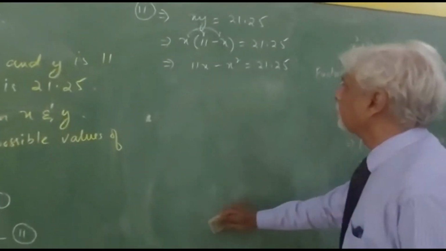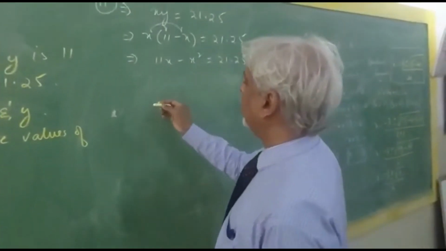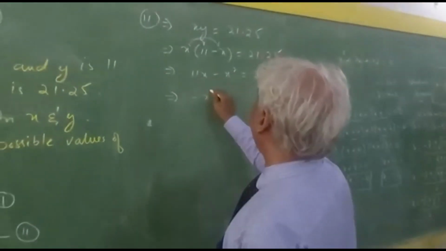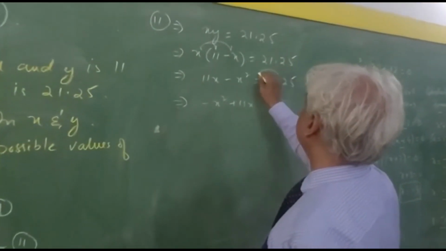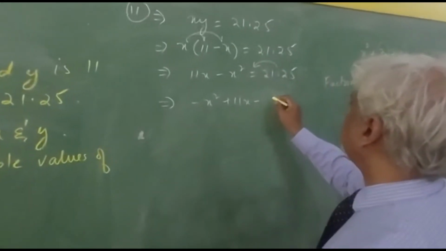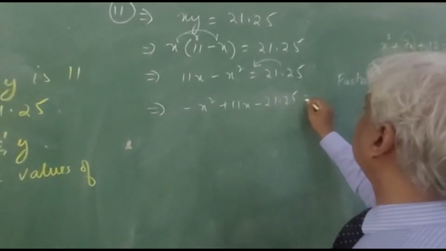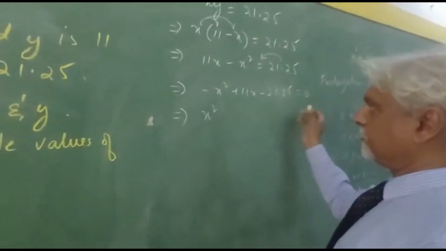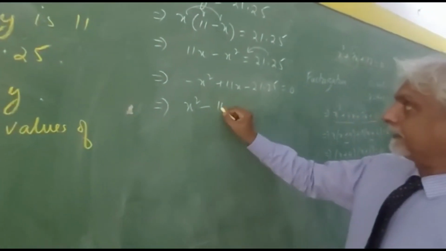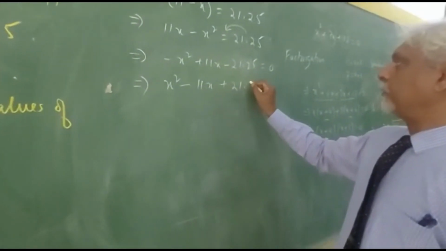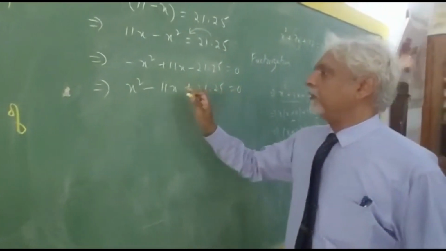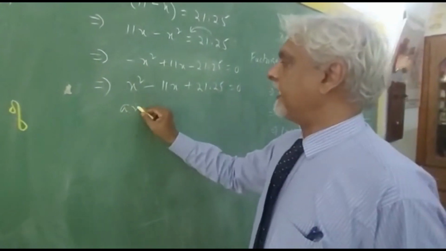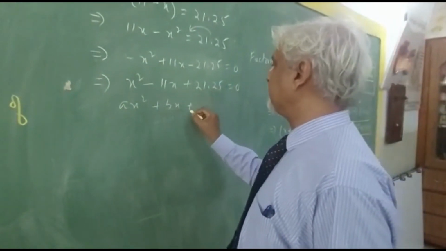Okay, now let's bring it into quadratic form. Minus x squared plus 11x, let's shift this to the other side, that is your left hand side. Minus 21.25 equals 0. I can also write this equation with the positive sign, x squared, then you have to change all the signs. x squared minus 11x plus 21.25 equals 0. Now it is in quadratic form, as you can see, ax squared plus bx plus c equals 0.